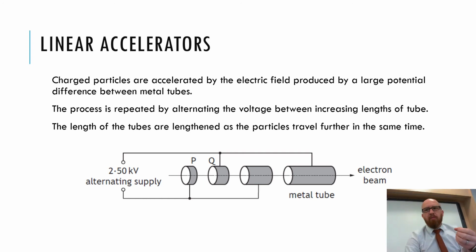So at any given moment, P starts off positive, the electron gets pulled towards P, and then it flips to make Q positive, the electron continues to Q, then it makes the next tube positive, and it pulls it towards the next one. The alternating supply is used to keep the electron flowing in the same direction. The process is repeated by alternating the voltage between increasing lengths of tube, and the tubes get longer because the particle is going faster in the same time, so it's got more time inside the tube, and it can accelerate it faster. We'll look at a past paper example of this one near the end.